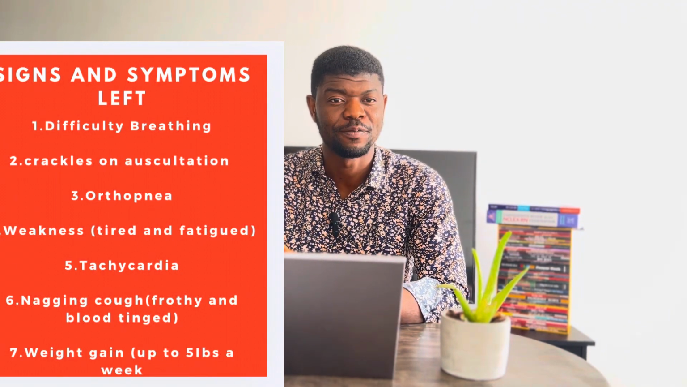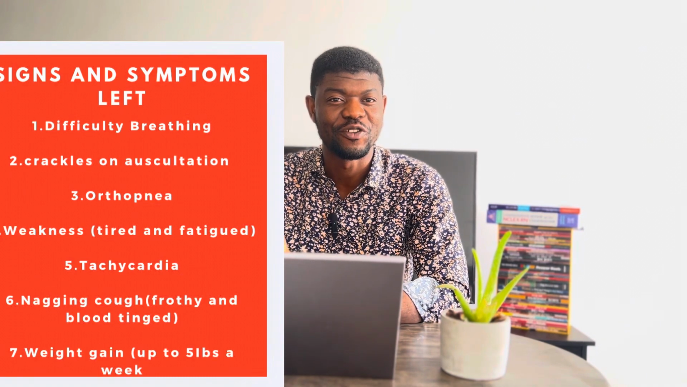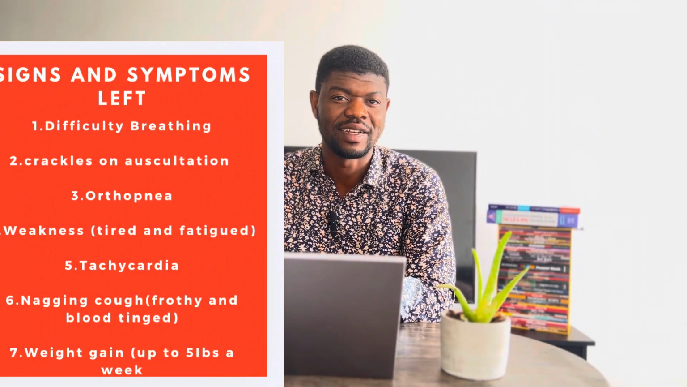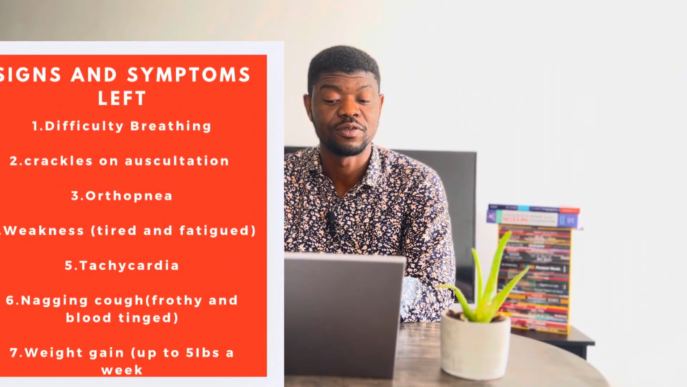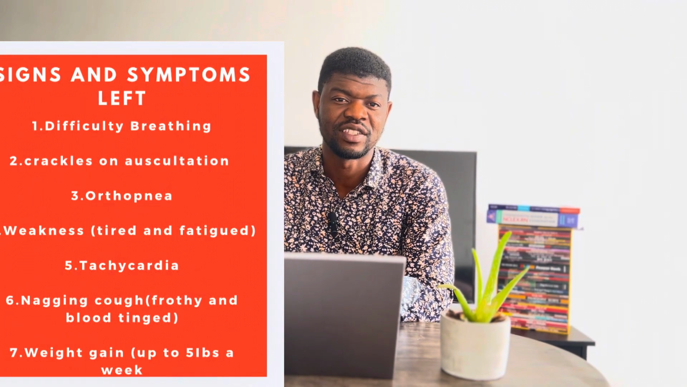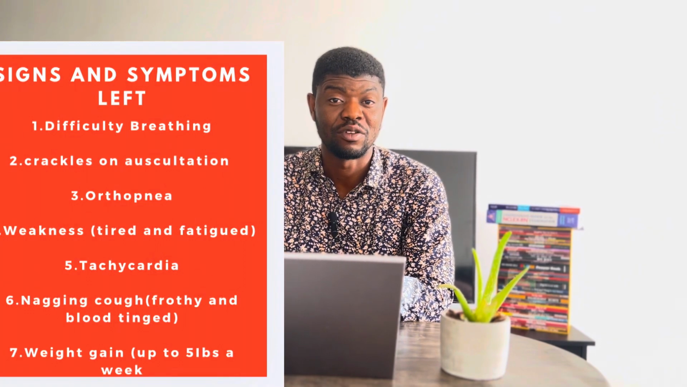You would also get a cough, which is referred to as a nagging cough, and it can either be blood-tinged or frothy. And then the last one is weight gain. Because there's a backup of fluids, there's usually weight gain, which can be up to 5 pounds every week. Now, moving on to right-sided heart failure and its symptoms.